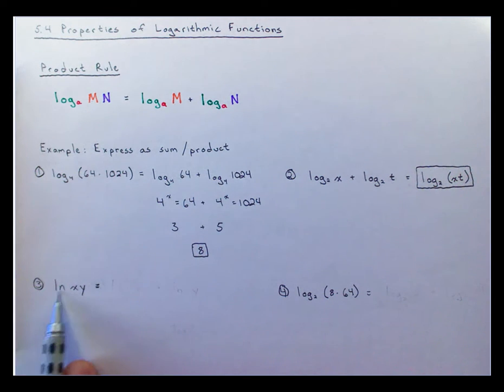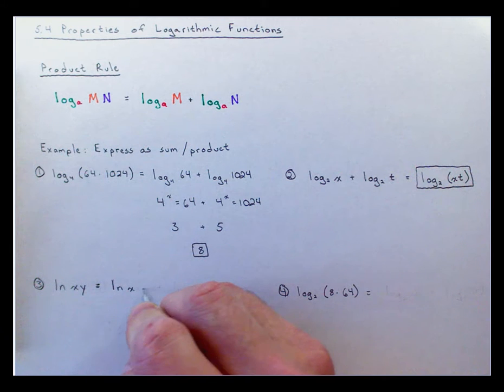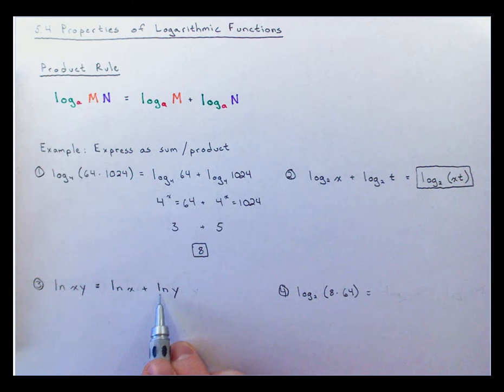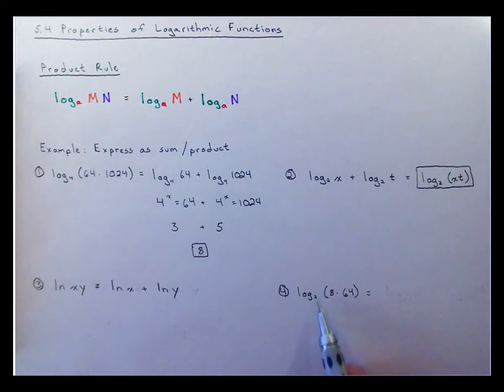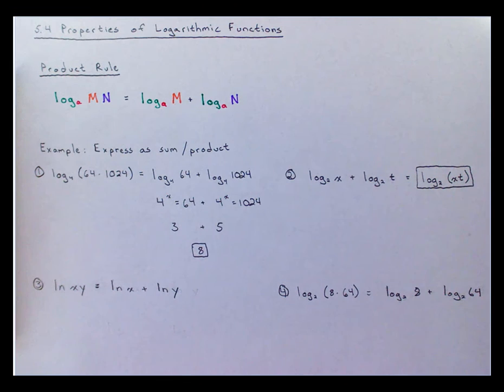All right, for my first example, I have the natural log of xy, and that's the same as saying x times y. So I can write this as a sum, and I can say the natural log of x plus the natural log of y. And these two are equivalent. The next one has a product inside the parentheses there, so I can take this and break this into a sum. I can say log base 2 of 8 plus log base 2 of 64. And guys, that is your product rule.